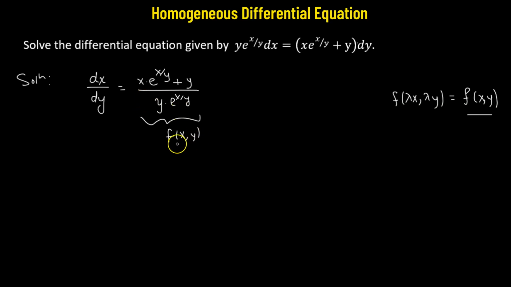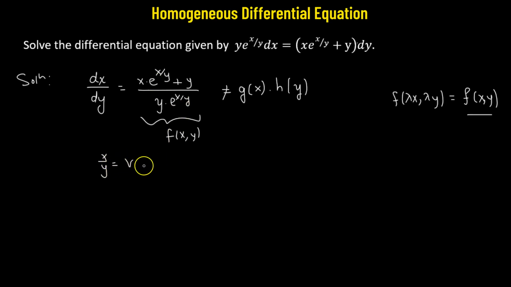That's because our function f of x, y cannot be expressed as the product of two functions, g and h, where g is purely a function of x and h is purely a function of y. However, what we can do here is, if we make the substitution x over y equals a variable v, then we can reduce this differential equation to a variable separable form. So let us do that.